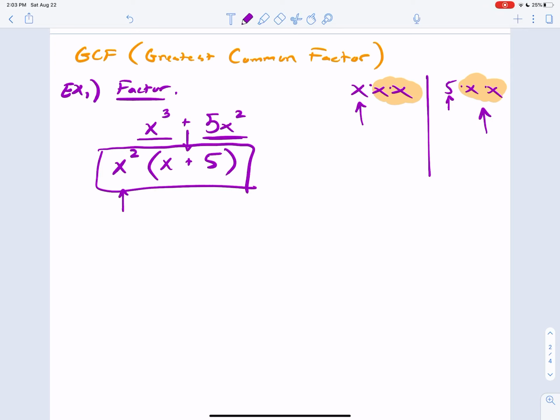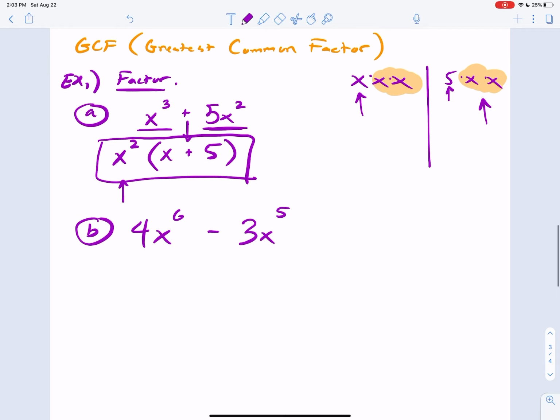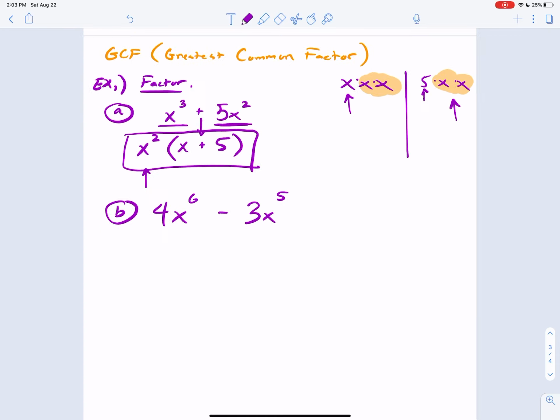We'll do a bunch of these to make sure you guys are comfortable, okay? And if you've seen this last year, great. If not, don't sweat it. You guys will learn it today, okay? Let's do another one. 4x to the 6th power minus 3x to the 5th power, okay? Go ahead and try this one here. Pause and play whenever you're ready.